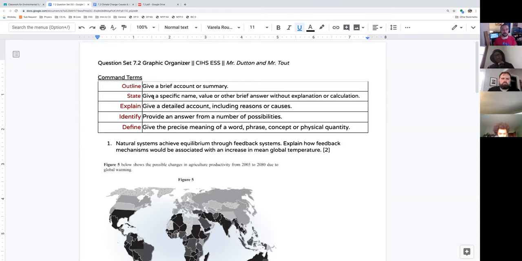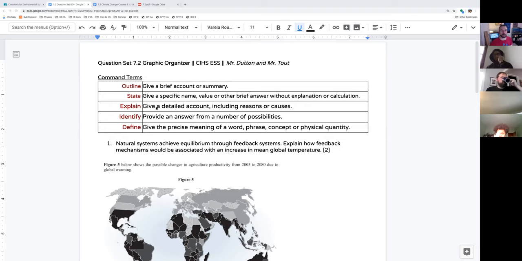So, the first question: natural systems achieve equilibrium through feedback systems. Explain how feedback mechanisms would be associated with an increase in mean global temperature. What is the command term? Excellent, thank you, Arden. Yes, it is explain.